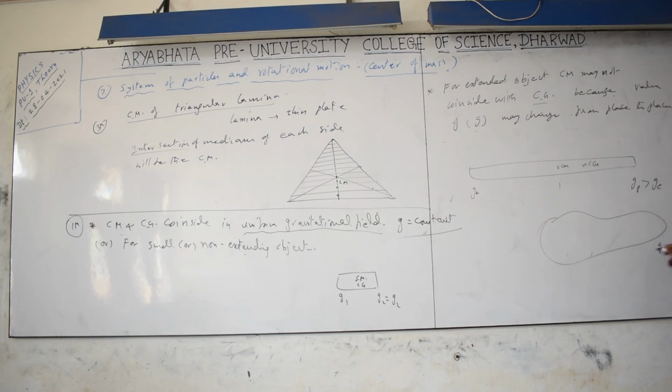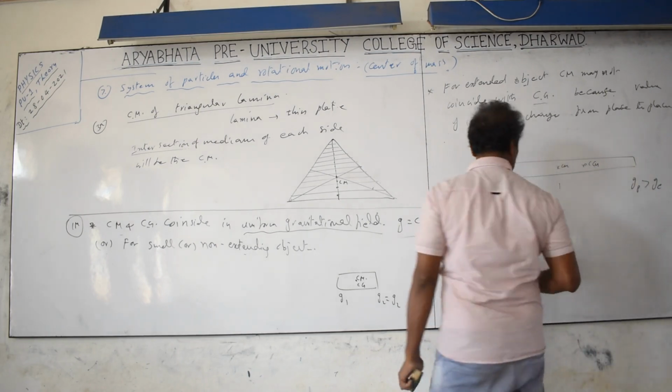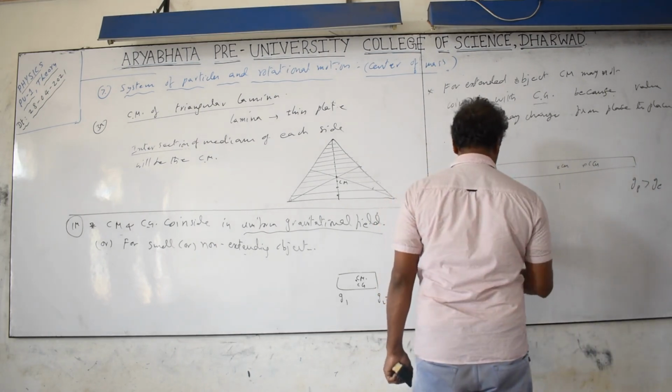So here G2, here G1. Because of the mass distribution, the center of mass may be here. If you take a uniform cloud, the center of mass can be taken at the midpoint. But G is different. If G2 is greater than G1, the center of gravity is related to the weight. So the right side weight is more than the left side weight for the cloud. In that case, the center of gravity is close to the larger weight side. The center of gravity does not coincide with the center of mass for extended objects. Examples of extended objects are big clouds, and raindrops also.